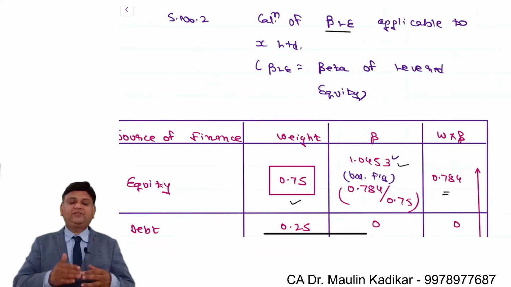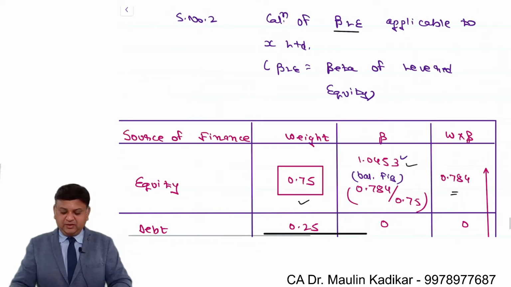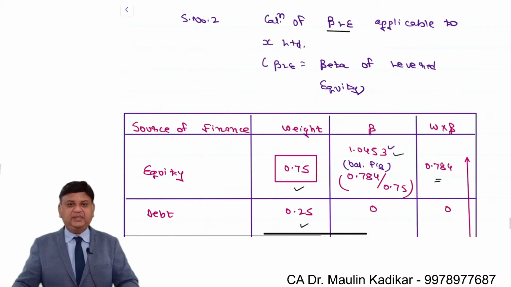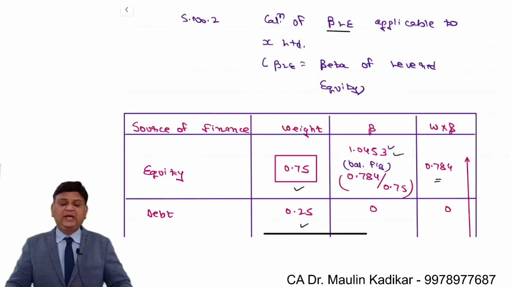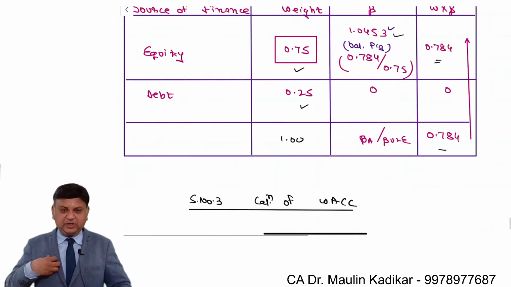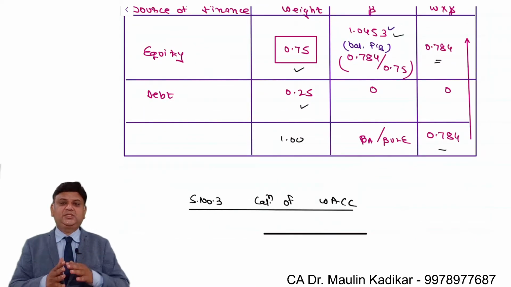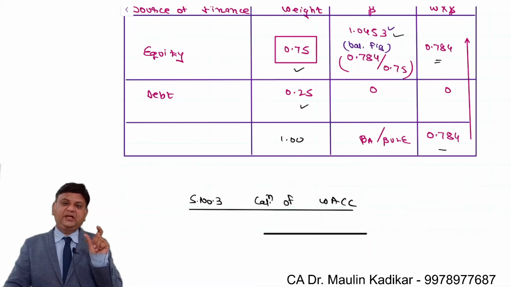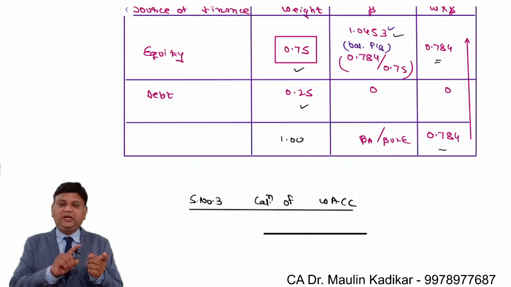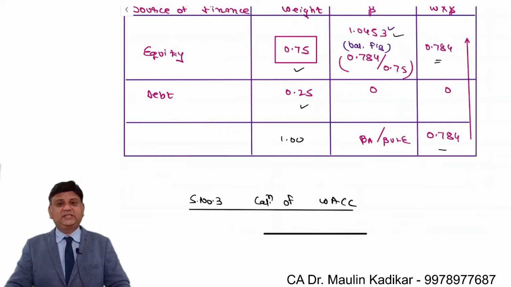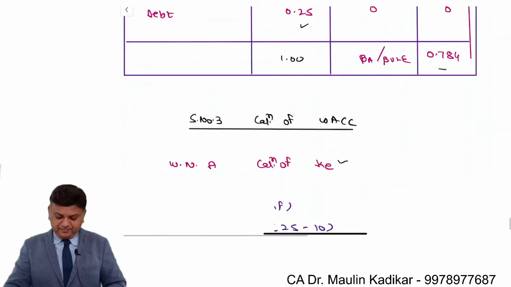Second step is calculation of the beta of the levered equity for X Limited, considering the capital structure that it is going to keep. It has been given to us that we are going to keep 25% debt in the capital structure, means 75% equity. So the beta of equity into weight of equity, that is the way the weighted average answer is calculated. Beta of debt is assumed to be 0 in absence of any information. Based on that, the beta of the levered equity is found as a balancing figure, 1.0453.